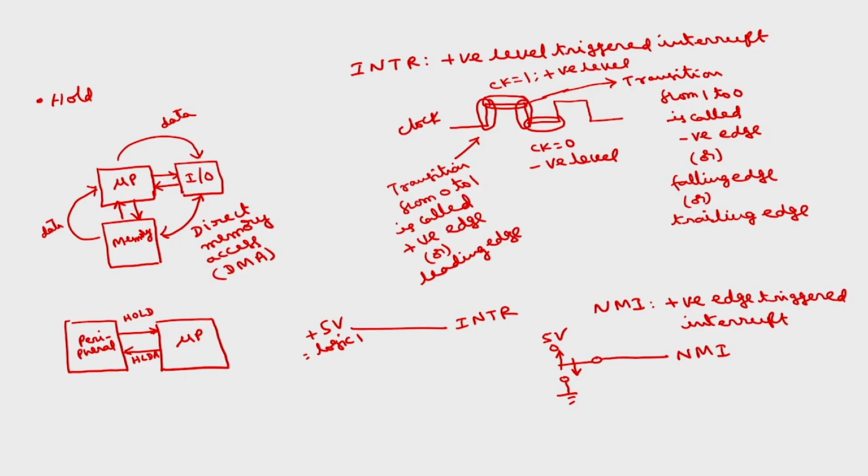So, we will discuss more details that time. So, this is the direct memory access. In this we will use hold and hold acknowledge signals. This is also an externally initiated signal. So, these are all the microprocessor operations.